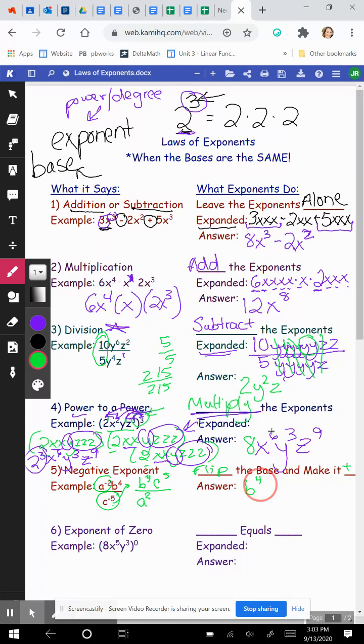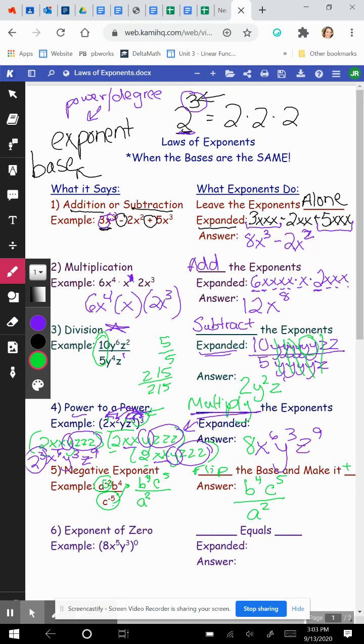So I have b to the 4th, c to the 5th, and normally they do put them in alphabetical order, over a squared. So the a squared moved to the bottom because it has a negative. The b to the 4th had a positive, so it just stayed, and then the c to the negative 5 flipped to the top because it was a negative.